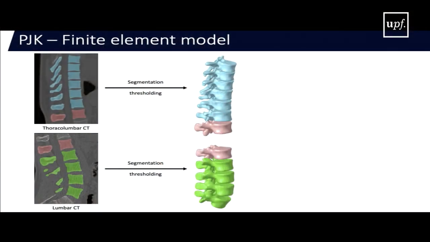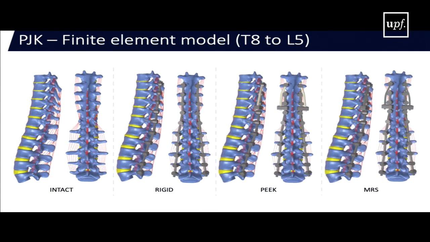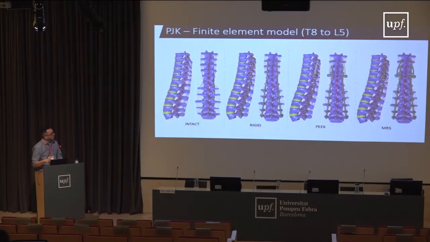So to answer that, we developed the thoracolumbar model. It was a general model, and we developed the finite element model of different preventive possibilities for PJK. The original surgery was a long fixation with screws and titanium rods from T8 to L5. Okay, this is the original surgery, or the original scenario.